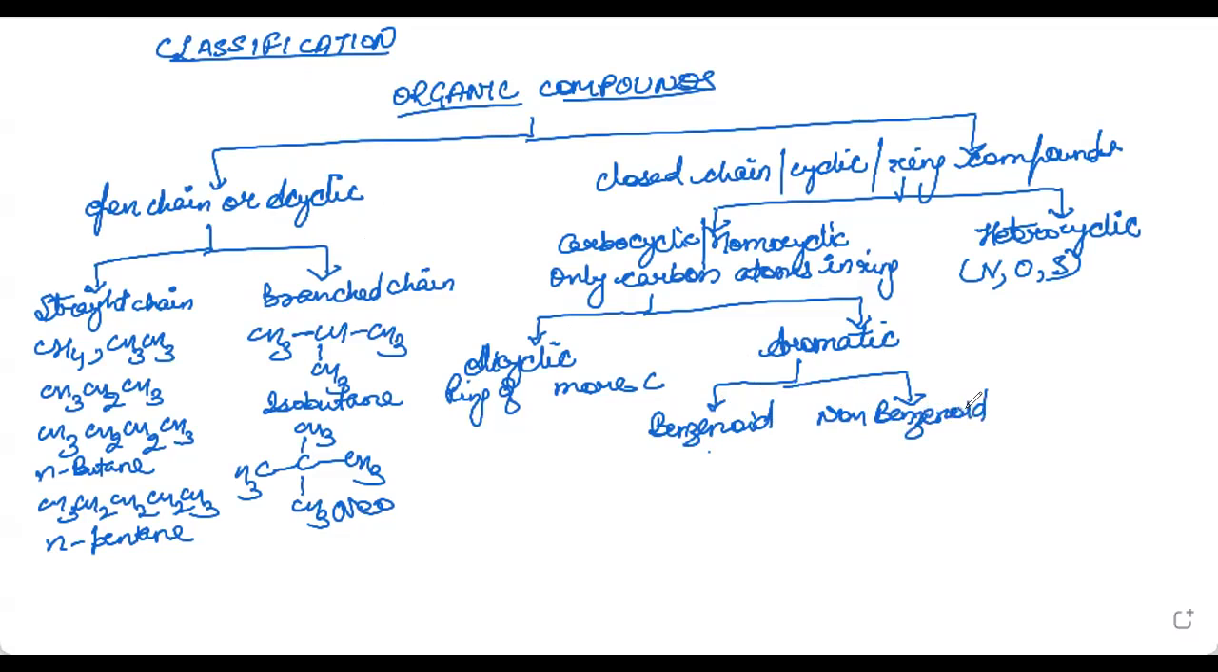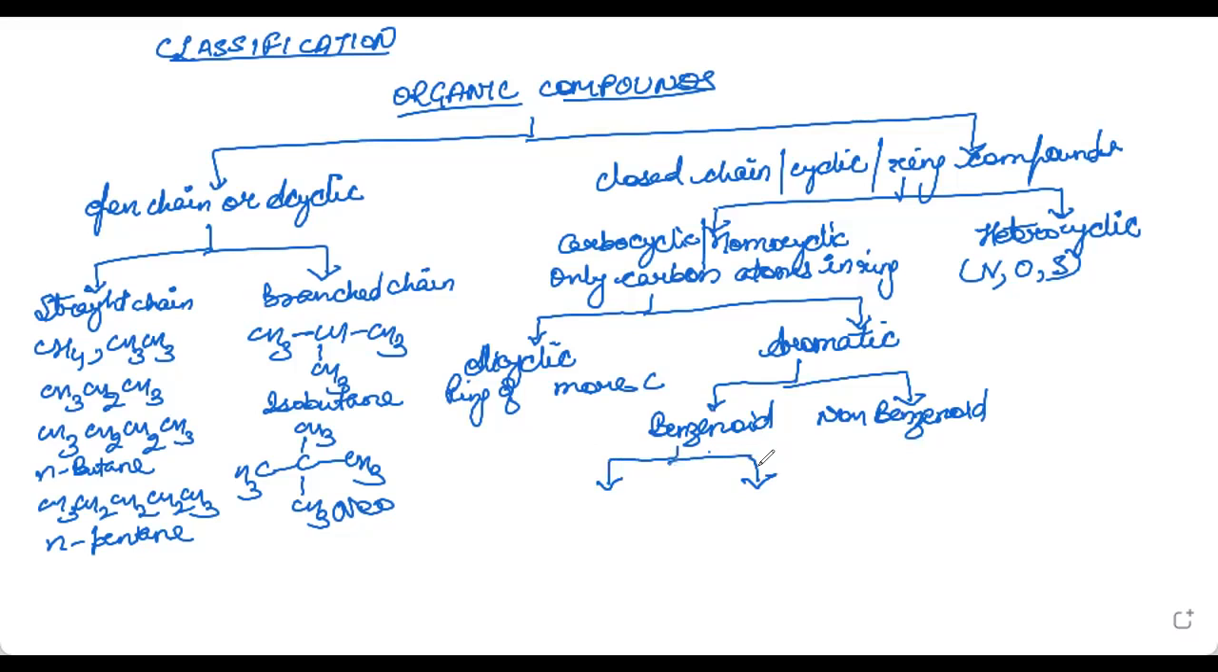What is the meaning of benzenoid? Benzenoid means like benzene. Oid means similar to benzene. So in case of benzenoid, we will be having at least one benzene ring in that compound, right? And now it can be further classified into two. Benzenoid compounds will be having at least one benzene ring. They can have more also.